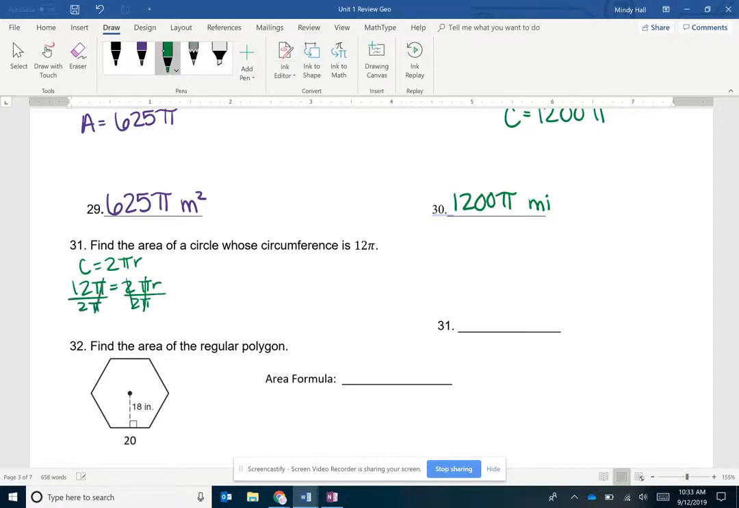And when I do that, I get 12 divided by 2, which is 6. So once I know my radius is 6, I can plug into the area formula. Area is pi r squared, which is 6 squared. So then 6 squared is 36 pi. And this is area again, so this is units squared. Okay.